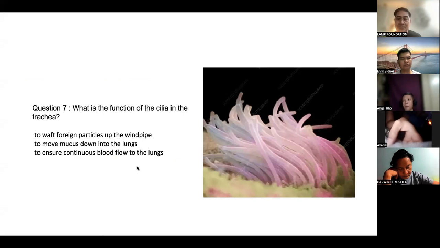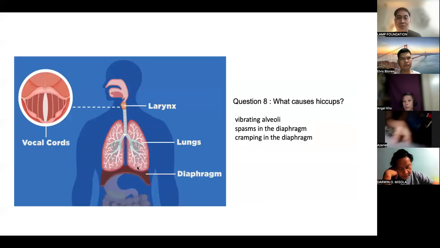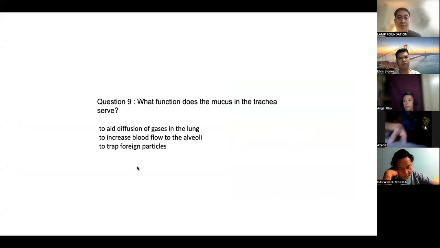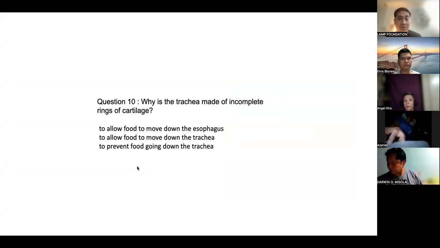To waft foreign particles up the windpipe. What causes hiccups? A spasm in the diaphragm. What function does the mucus in the trachea serve? To trap foreign particles. Why is the trachea made of incomplete rings of cartilage? To allow food to move down the esophagus.